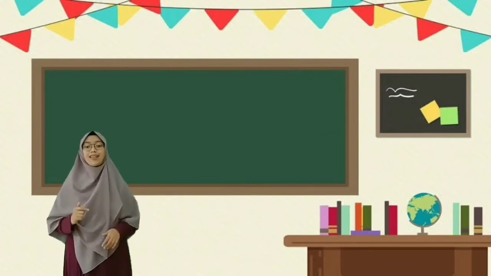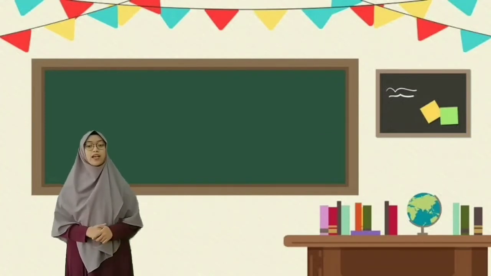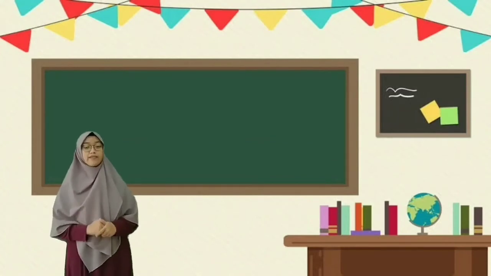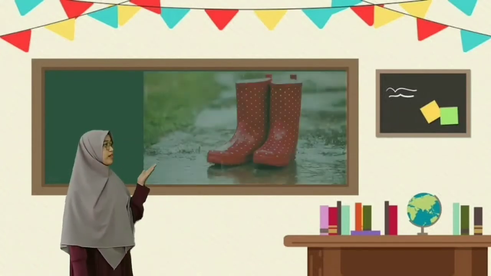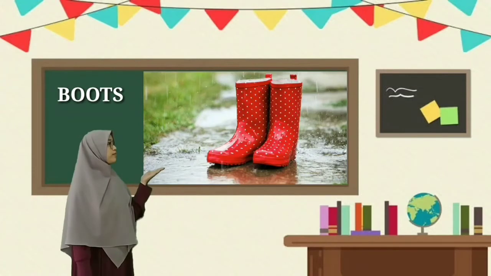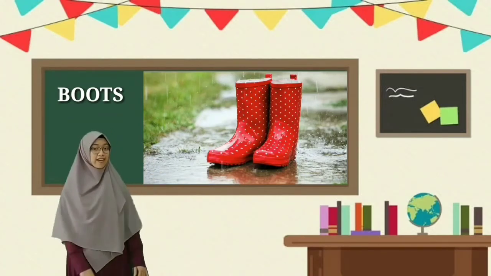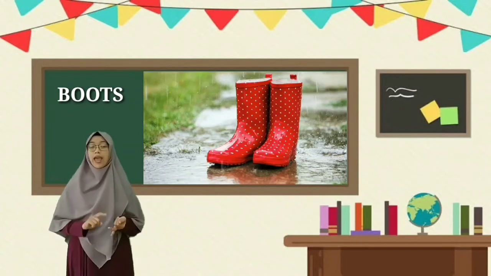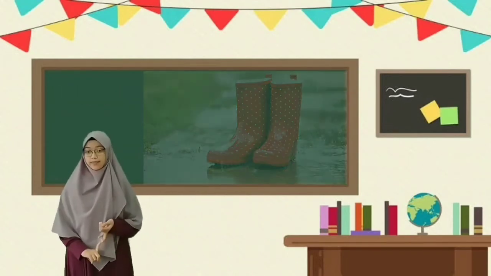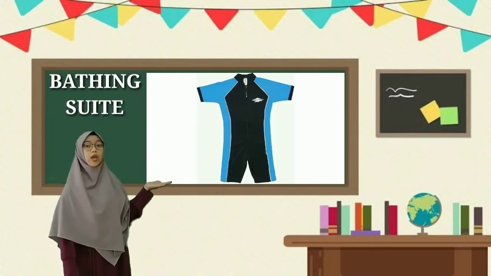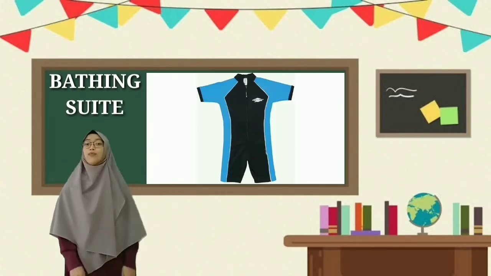And now, let's learn some words about the clothes that we wear in different types of weather. Let's see the pictures. These are boots. We use boots when the weather is rainy and snowy. This is a bathing suit. We use this suit when we want to swim.